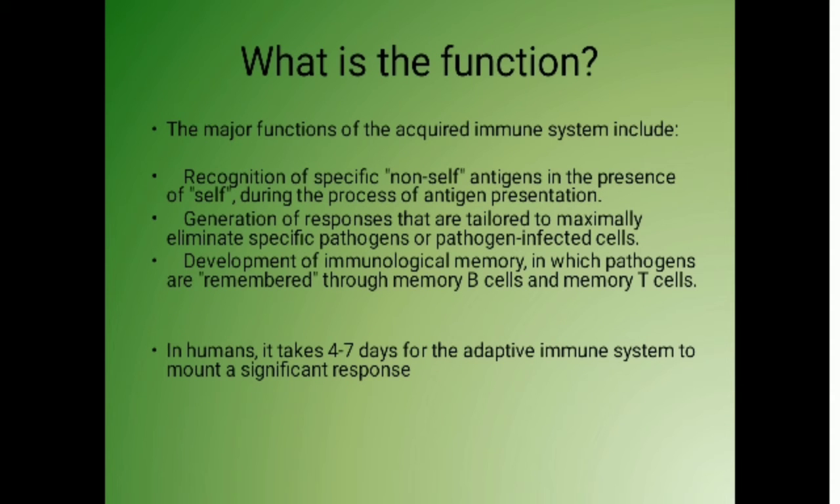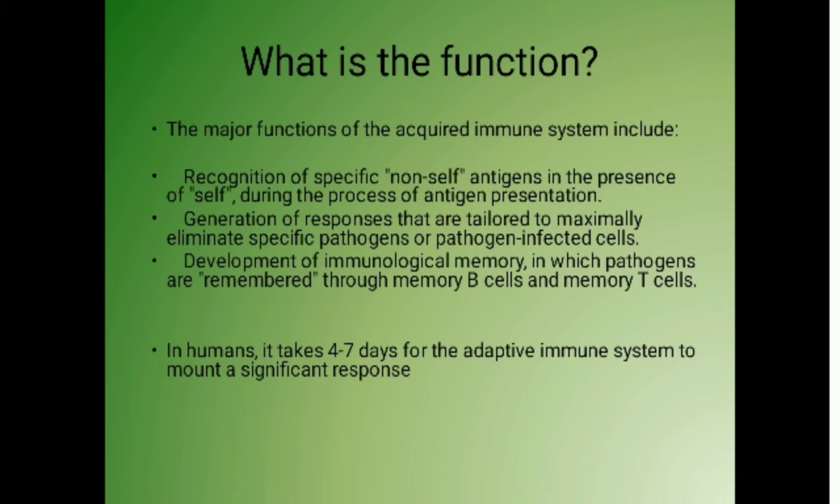What is the function of the adaptive immune system? The major functions of the acquired immune system are: 1. Recognizing specific non-self antigens in the presence of self during the process of antigen presentation. 2. Generation of responses that are tailored to maximally eliminate specific pathogens or pathogen-infected cells. 3. Development of immunological memory, in which pathogens are remembered through memory B cells and memory T cells.